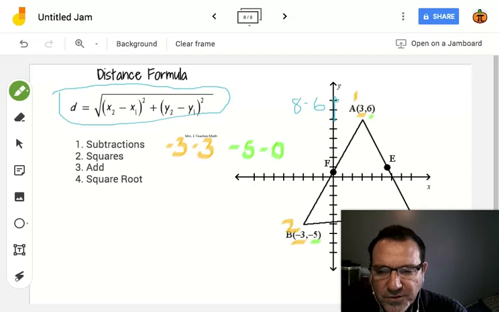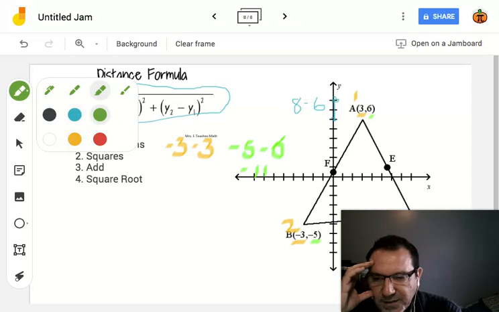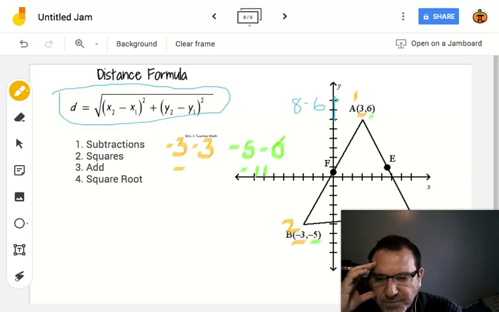All right, so if you use your calculator, because I know these subtracting integers can be a little tricky, you can use your calculator. So negative 5 minus 6 is actually negative 11. And negative 3 minus negative 3 is negative 6. Okay, so that's the first step.